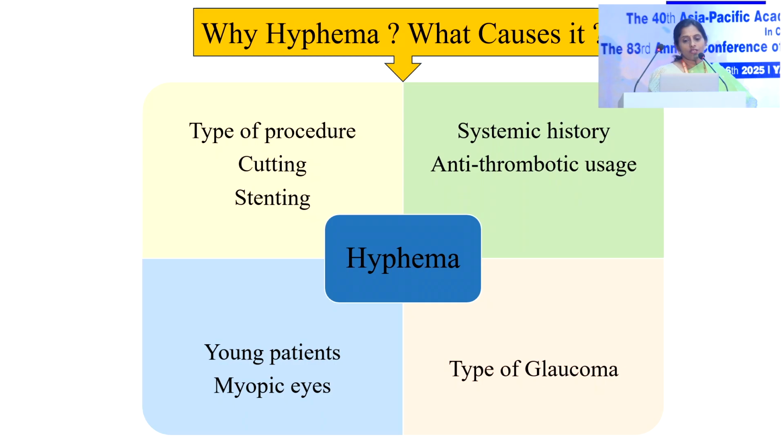So what are the risk factors for hyphema? The type of the procedure itself. We have procedures which include cutting of the trabecular meshwork. We have procedures which include stenting. So it could be related to the procedure itself. Then second thing is systemic history, like what I already mentioned. You have to have a good knowledge about how many days you have to stop patients from blood thinners. And younger patients, myopic patients, because of lower scleral rigidity, there is a high chance of bleeding. And also the type of glaucoma that you choose to operate. If you're going to operate on neovascular glaucoma, there may be some kind of angle neovascularization that would lead to excessive bleeding.